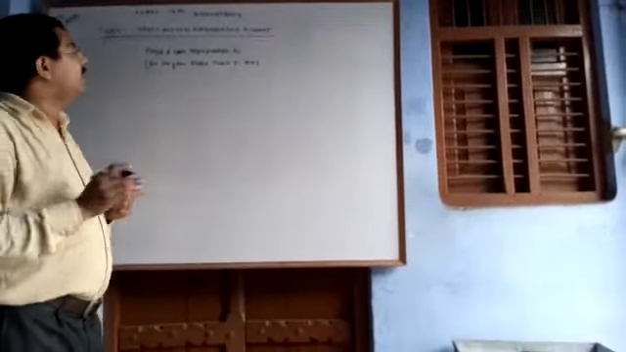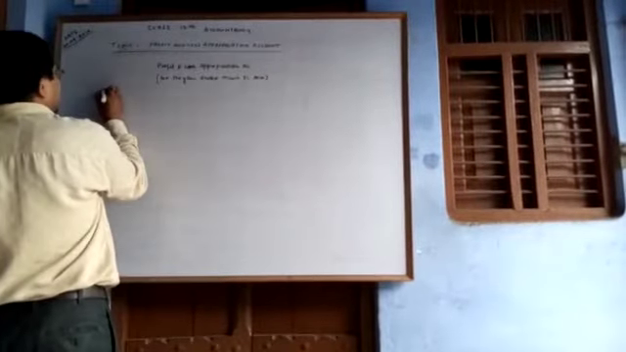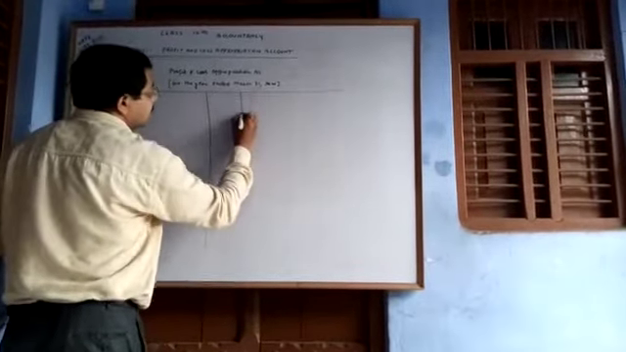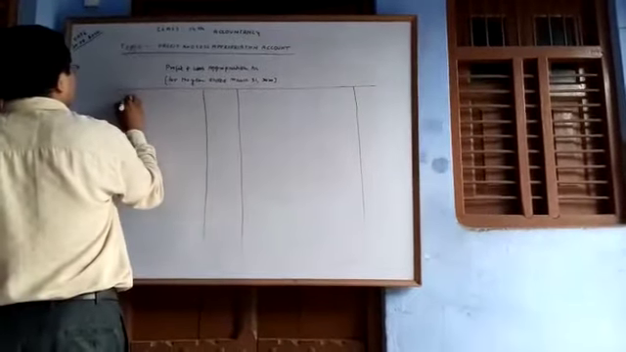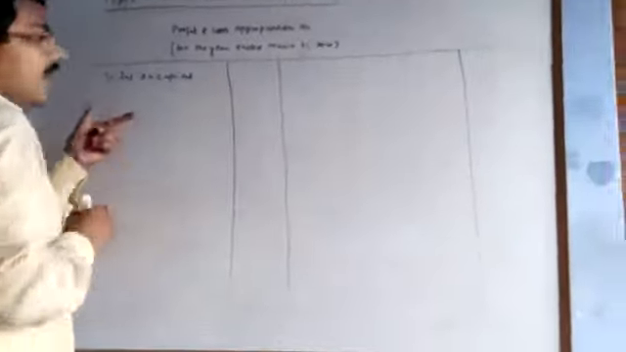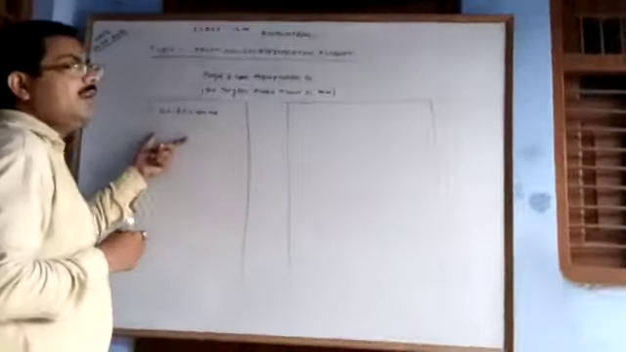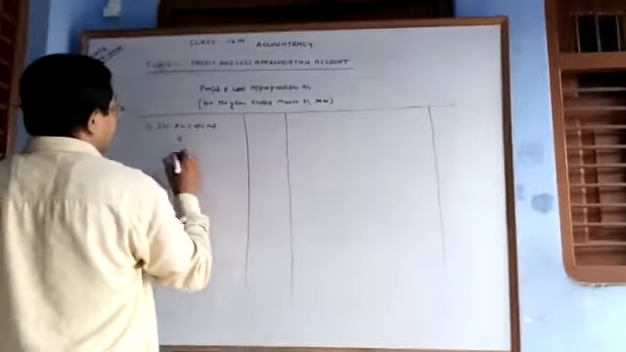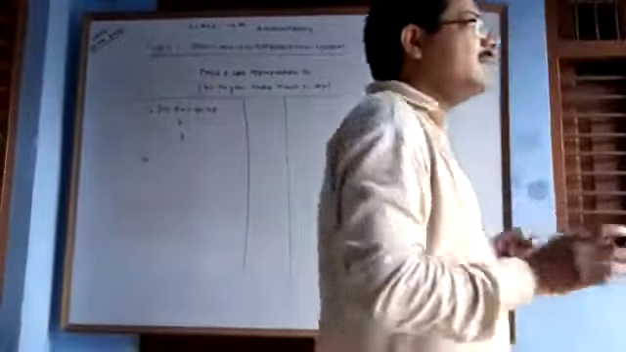The format of the Profit and Loss Appropriation Account for the year ending 31st March 2020. On the debit side, the amount of interest on capital is recorded, and salary or commission paid to partners is recorded on the debit side.